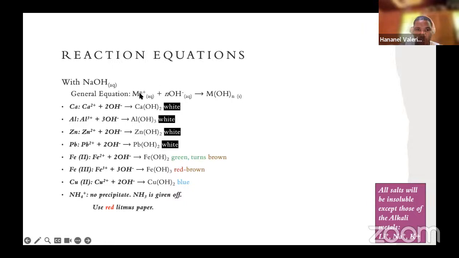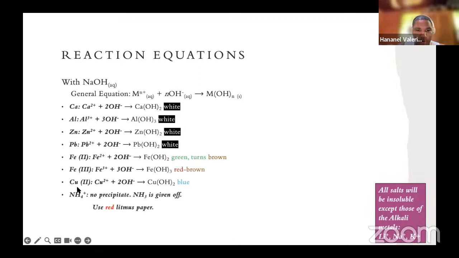So let's say the metal is calcium, right? Calcium has a 2+ charge, so you need 2 of the hydroxide. That is why you'll have the same n on both sides here. And then the precipitate that you'll form will be the metal hydroxide, okay? So it's calcium hydroxide, aluminum hydroxide, zinc hydroxide, lead hydroxide, iron hydroxide, copper hydroxide. And we put the colors there just so you see.